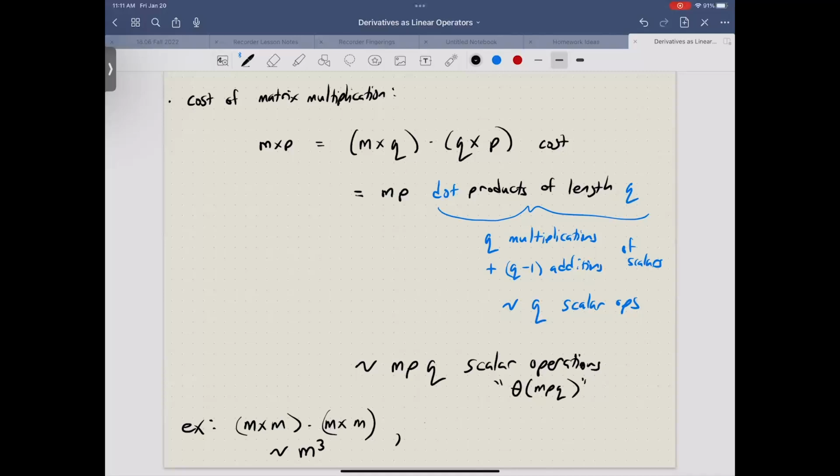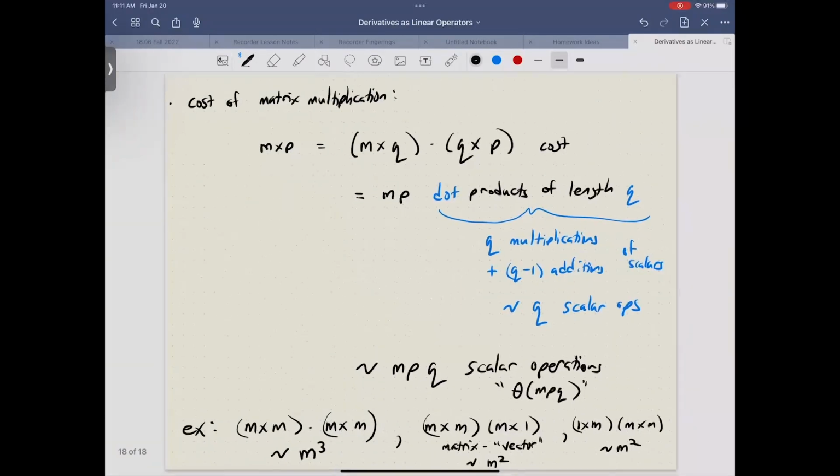If I do M times M by 1, so if I do a matrix times a column vector, that's only proportional to M squared. I only do M dot products. Or if I do 1 by M times M by M, so a row vector times that, that's also proportional to M squared.